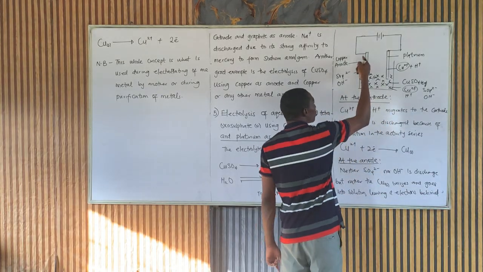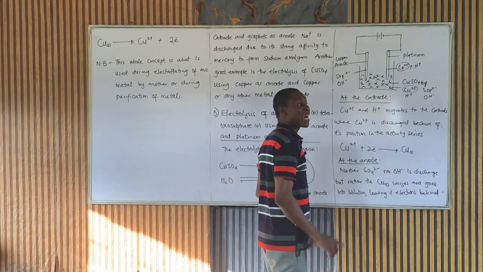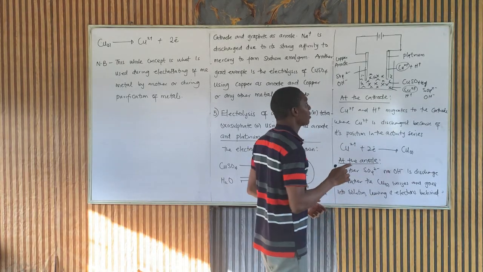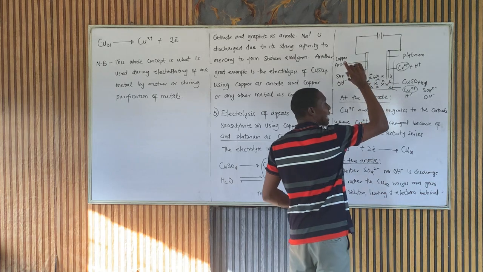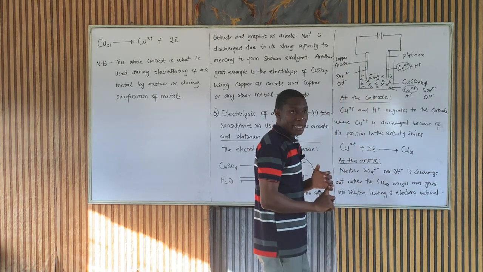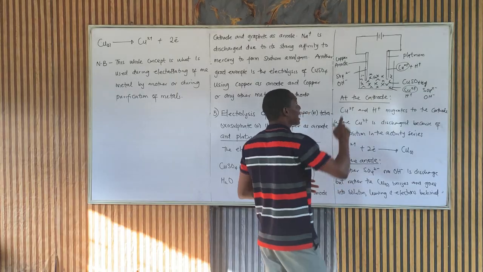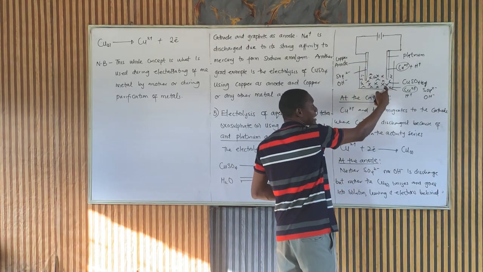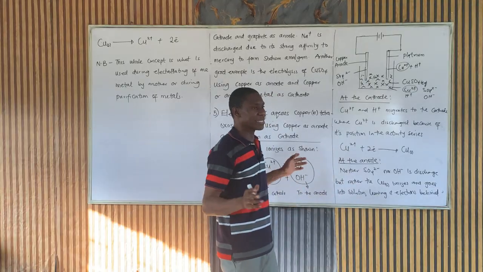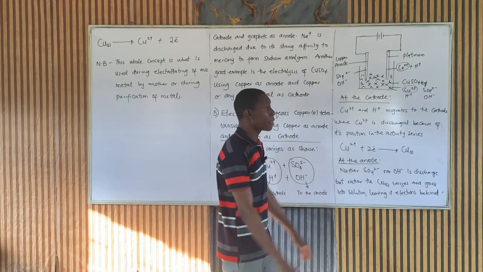But mind you, you must use a silver anode. At the end of the day, the silver will be discharged at the cathode. But at the anode, the NO3- or the OH- will not be discharged. Rather, the silver, seeing the silver ion in the electrolyte, goes into solution. So this is the basic principle here.